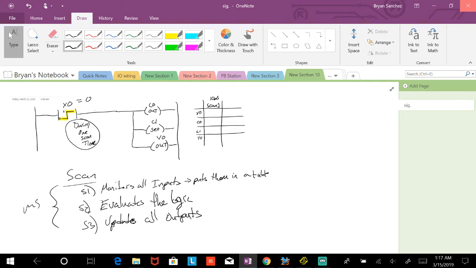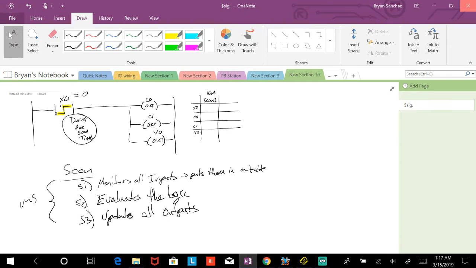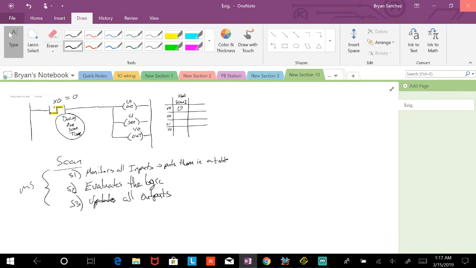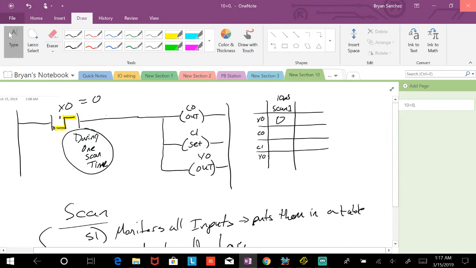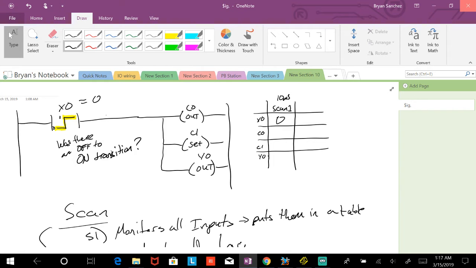So going back to a little table. X0 during this period of time is 0, right? So the first thing that evaluates in the code was there an off to on transition. So in other words, did this change from off to on during scan time 1? Well, before step 1 or scan 1, X0 was 0, right? And then it's still 0 in scan 1. So no, making this not true, right? So C0 is 0, C1 is 0, Y0 is 0.